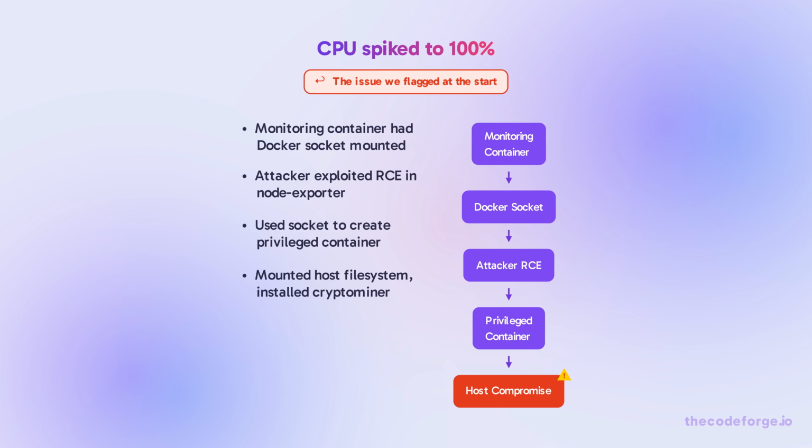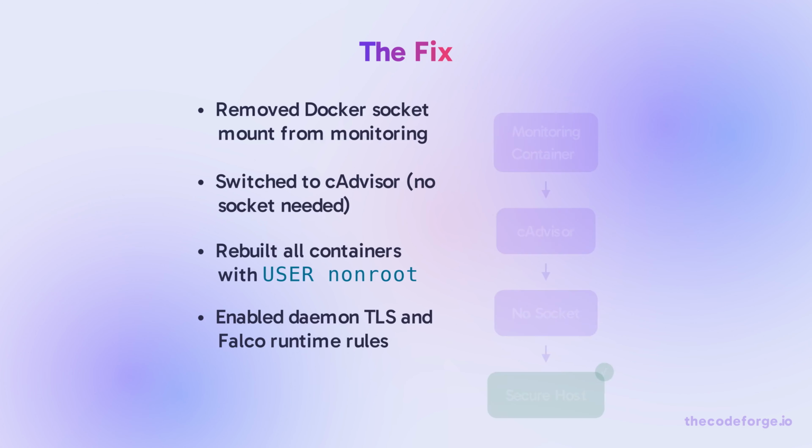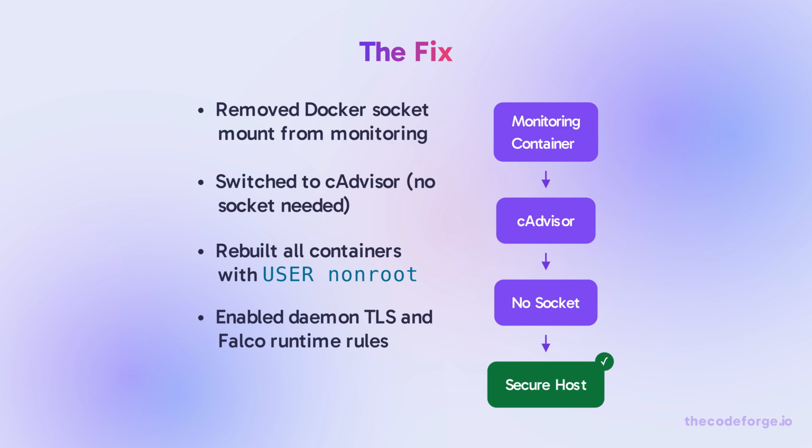This is the same issue we highlighted at the start. Here's exactly why that happened. A monitoring container had the Docker socket mounted. The attacker exploited an RCE vulnerability in node exporter, then used the socket to create a privileged container that mounted the host file system and installed a Cryptominer. The fix: remove the Docker socket mount and switch to cAdvisor, which doesn't need it. Rebuild all containers with a non-root user. Enable daemon TLS and add Falco runtime security rules to alert on new container creation.